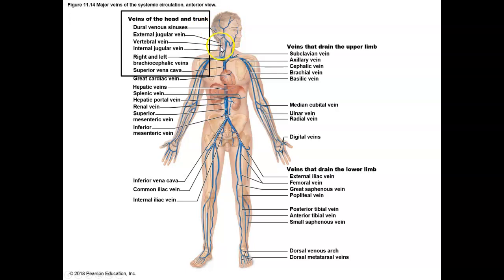The internal jugular vein then eventually meets with the subclavian vein. Here are the dural venous sinuses, which drain into the internal jugular. The internal jugular meets with the subclavian and becomes the brachiocephalic vein. Here you can see vertebral veins running along the vertebrae. There's an external jugular vein, which is not as thick as the internal jugular vein, but it drains the more superficial tissues of the head.